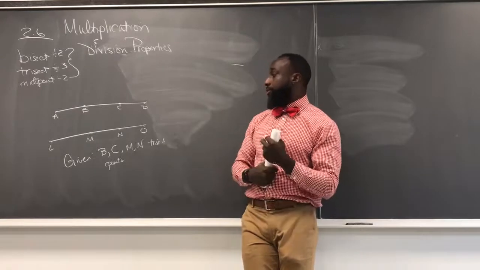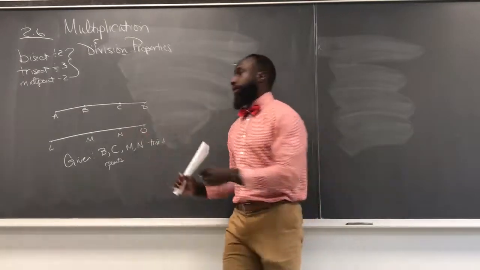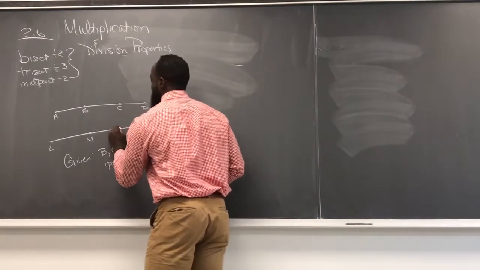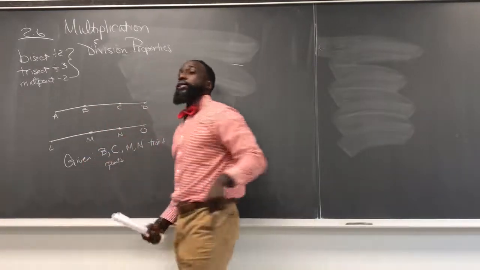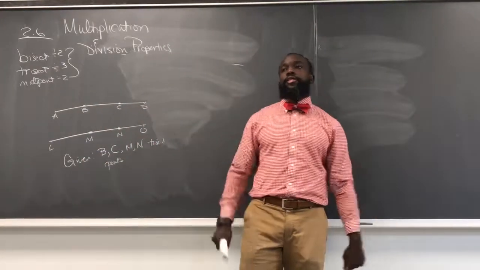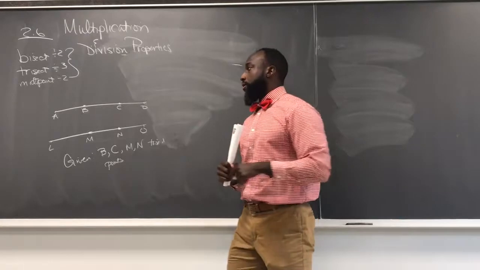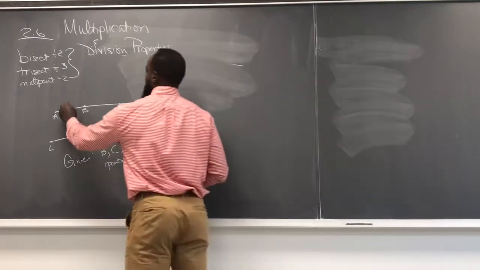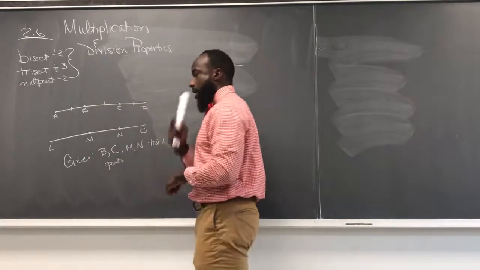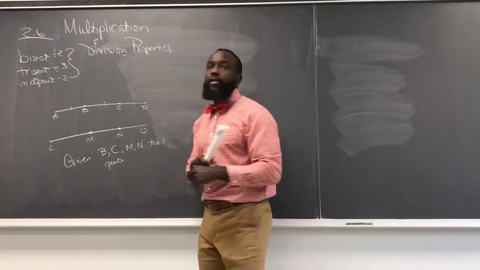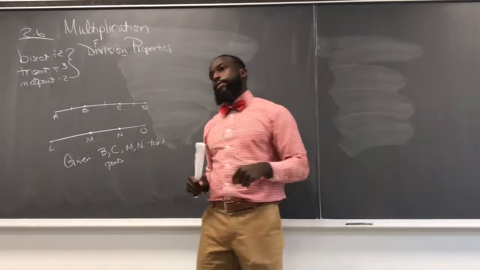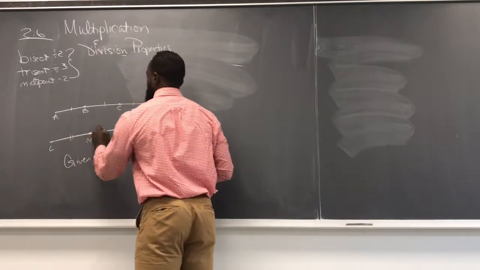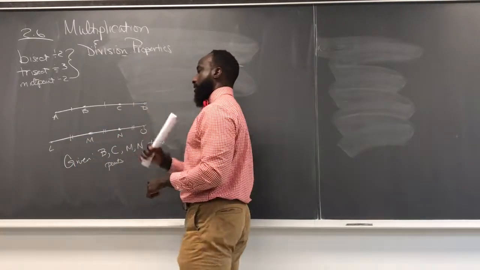What kind of conclusion can you draw about this figure here? If B, C, M, and N are trisecting points, what all things can you draw? Yes, Matt. They're all congruent. Who is all in they? A, B, B, C, C, D. They're all congruent, right? What else can you draw? Yes, L, M, M, N, and N-O are congruent. They're all congruent as well.